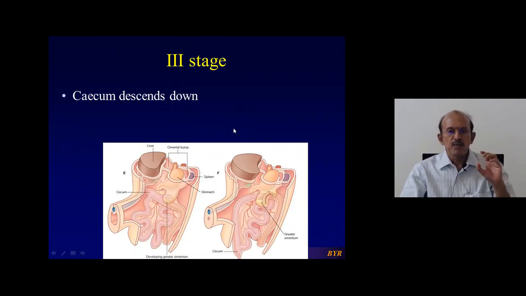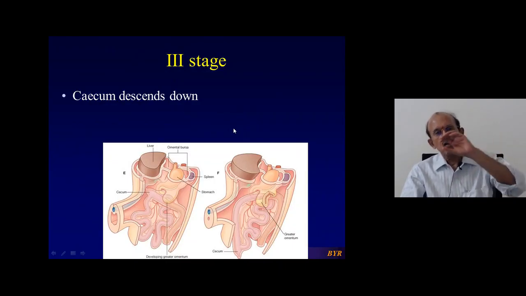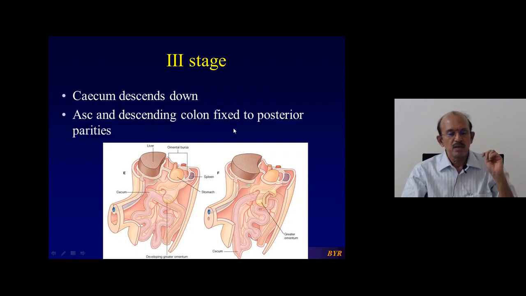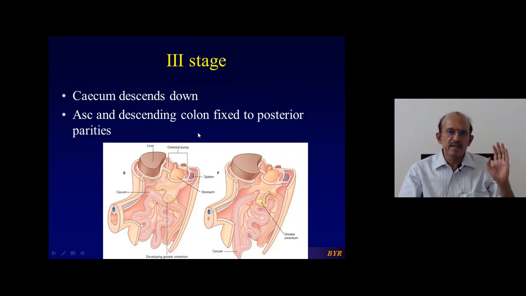Third stage, the colon develops. As the colon is developing, because it's lying horizontally, there is no space. So it just turns around and then comes downwards. So the cecum descends downwards. The ascending colon and descending colon are fixed to the posterior parietal wall. Now the peritoneum develops at the end of the third stage. Peritoneum is well developed, so the ascending and descending colons now become retroperitoneal.